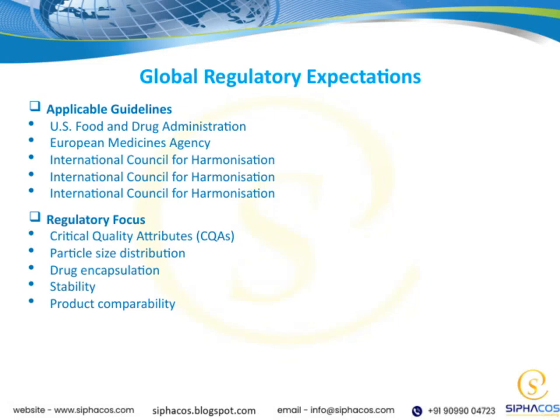When we talk about global regulatory expectations, we're looking at a complex landscape shaped by key agencies around the world. The U.S. Food and Drug Administration and the European Medicines Agency set important guidelines. Then, there's the International Council for Harmonization, which helps align standards internationally. Their focus is clear. They want us to pay close attention to critical quality attributes like particle size distribution, drug encapsulation, stability, and product comparability. These factors ensure safety and effectiveness across markets.